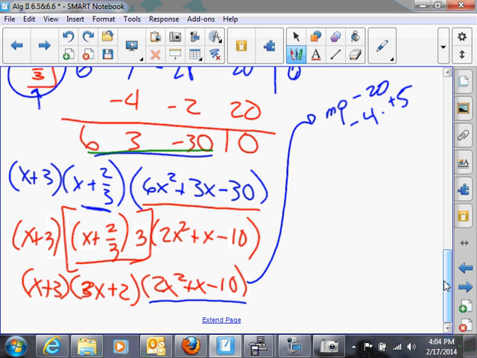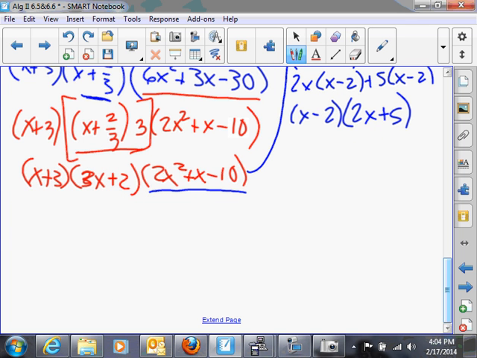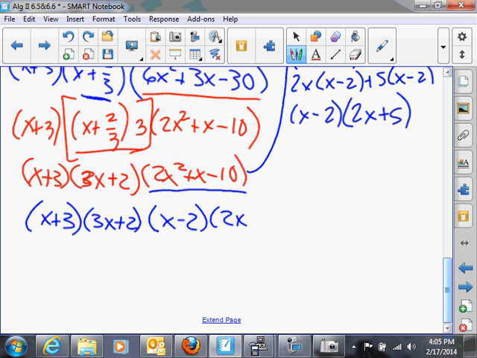So what we'll do is we'll write 2x squared minus 4x plus 5x minus 10. Grouping the first 2 and the last 2, we can take a 2x out here, we have x minus 2. Take a 5 out here, we're left again with x minus 2. So we get x minus 2 times 2x plus 5. So all told, this polynomial factors into x plus 3, 3x plus 2, x minus 2, and 2x plus 5.